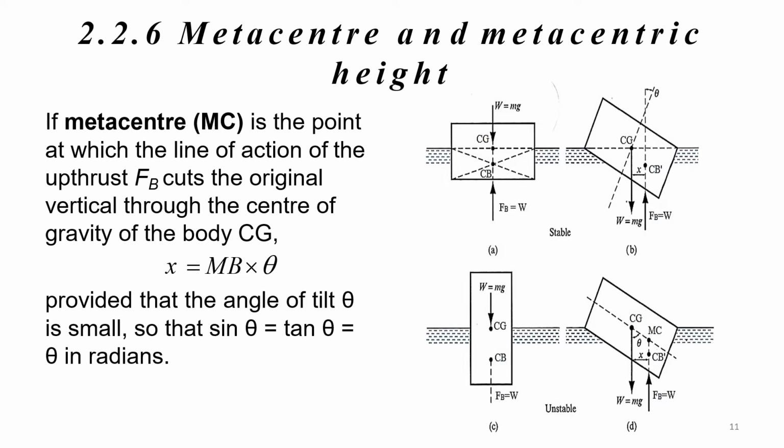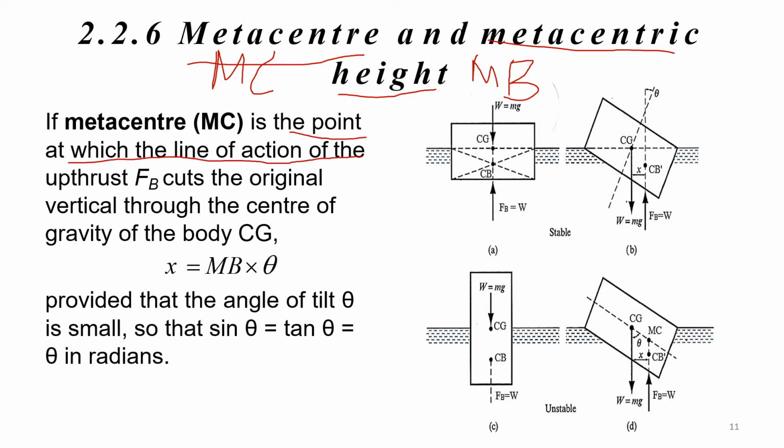Okay, then how do we measure or determine the stability of a floating body? We are actually using the metacentre, which is MC, and the metacentric height, represented by MG. Okay, let's see what the metacentre is and where its location is. The metacentre is the point at which the line of action of the upthrust buoyant force cuts the original vertical through the center of gravity. Okay, it means that the metacentre is the point measured from the center of gravity.